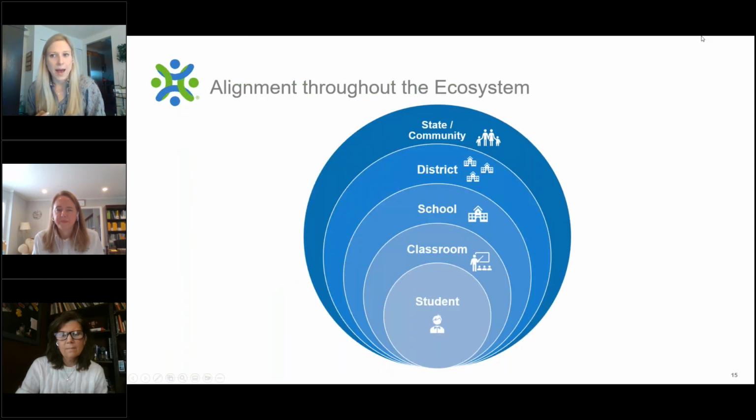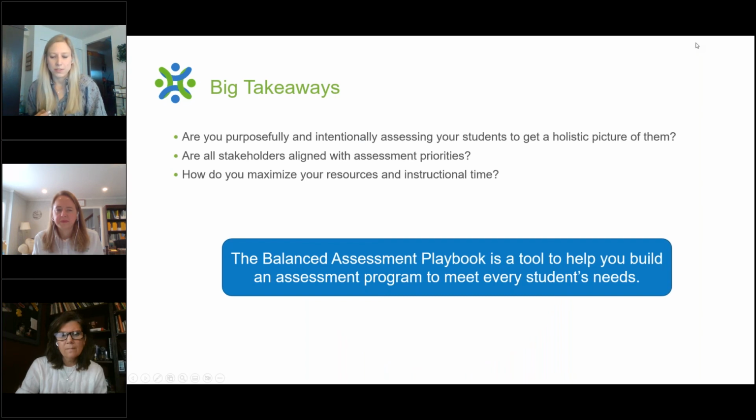So, circling back, we have those four sections. Oops, sorry, went too far there.